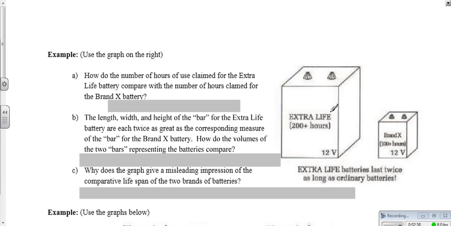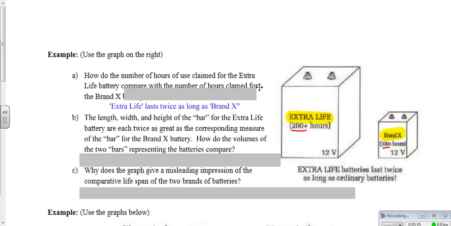Alright, so let's take an example of something with volume. How do the numbers of hours of use claimed for the Extra Life battery compare with the number of hours claimed for brand X? Okay, so let's make sure we're understanding here. This is an Extra Life battery, and this is brand X battery. So here they say that this does 200 plus hours and this does 100 plus hours.